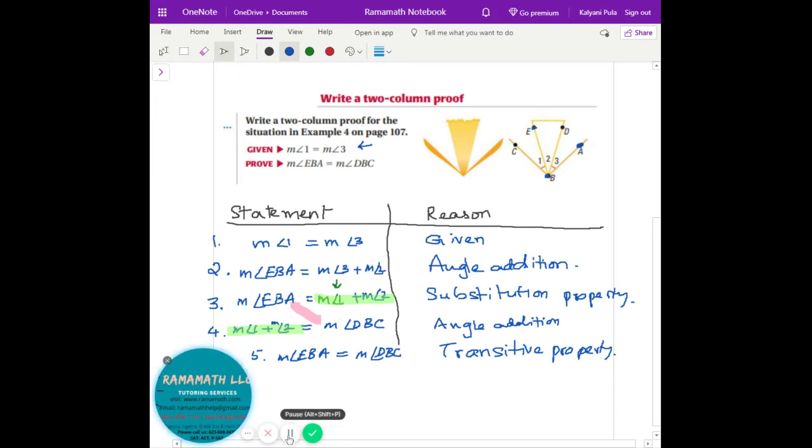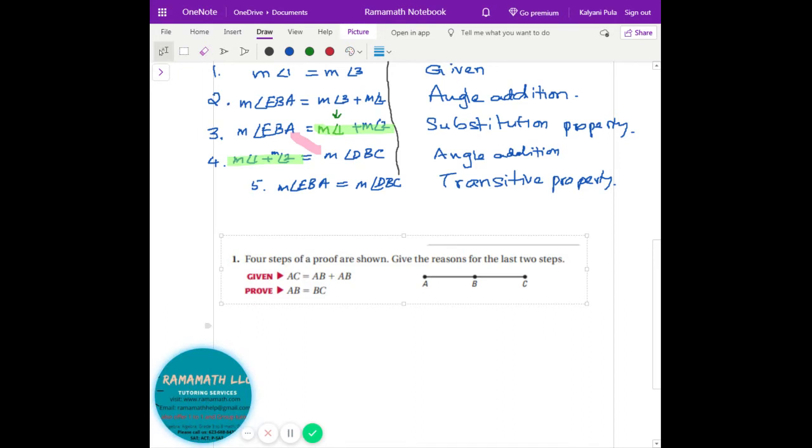Okay. Now let's practice it. One of the questions in this one: write 4 steps of the proof that is given to you. So that means you need to write the proof for this, at least 4 steps. The reasons for the last 2 steps. Basically, you need to give all the steps in this one. So AC, which is from here to here, is AB plus BC, that is given to you. But what you need to prove is AB and BC are equal. Okay. So how can you prove that AB and BC are equal?